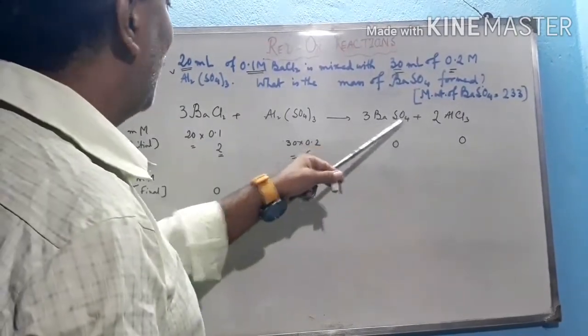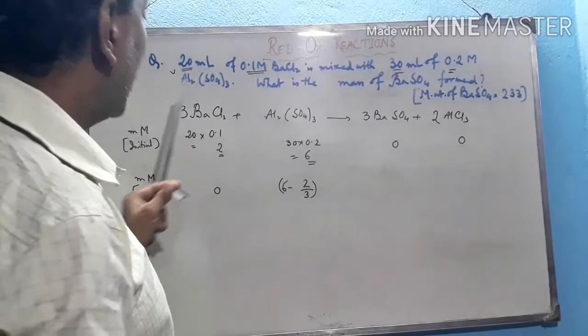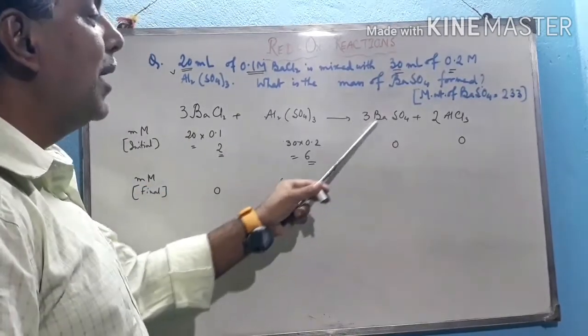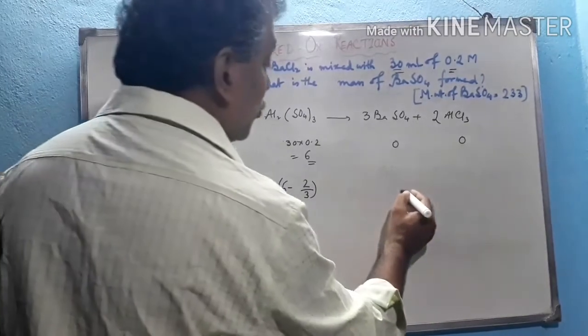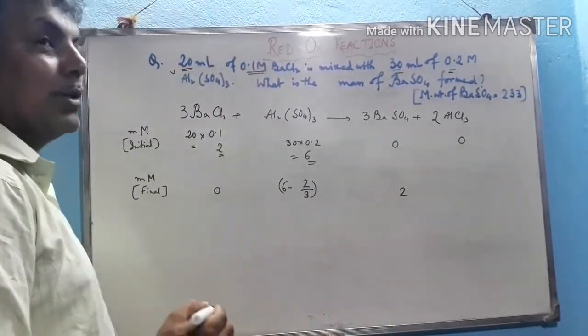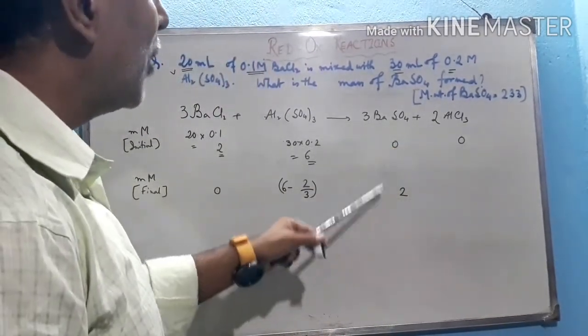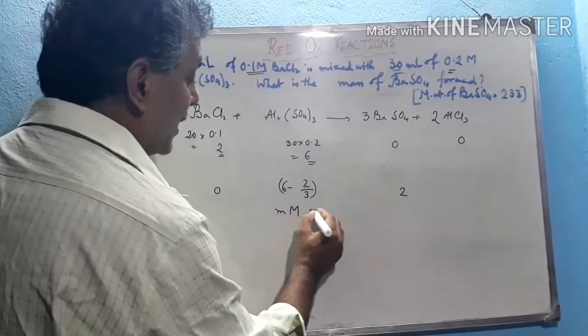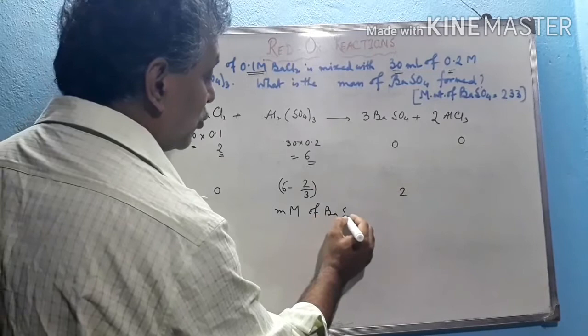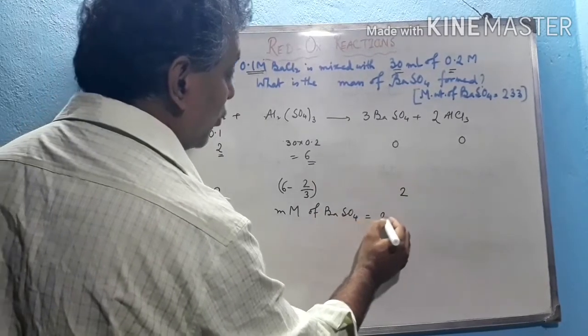Now barium sulfate, from 3 millimoles we obtain 3 millimoles of barium sulfate. So from 2 millimoles of barium chloride, we obtain 2 millimoles of barium sulfate. So this is the number of millimoles of barium sulfate produced. So millimoles of barium sulfate is equal to 2.